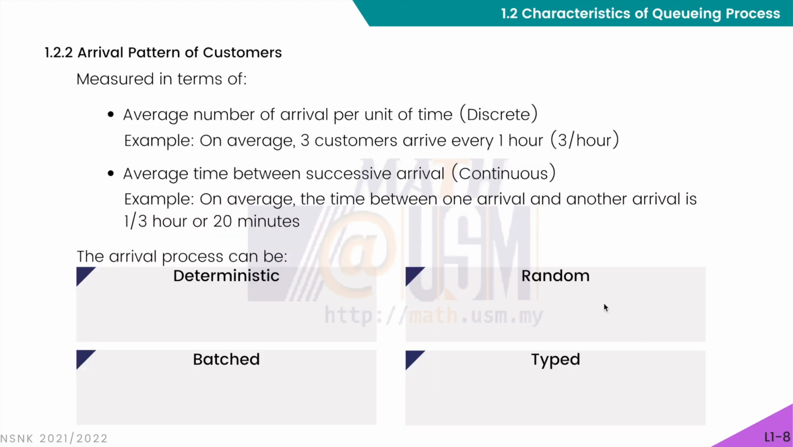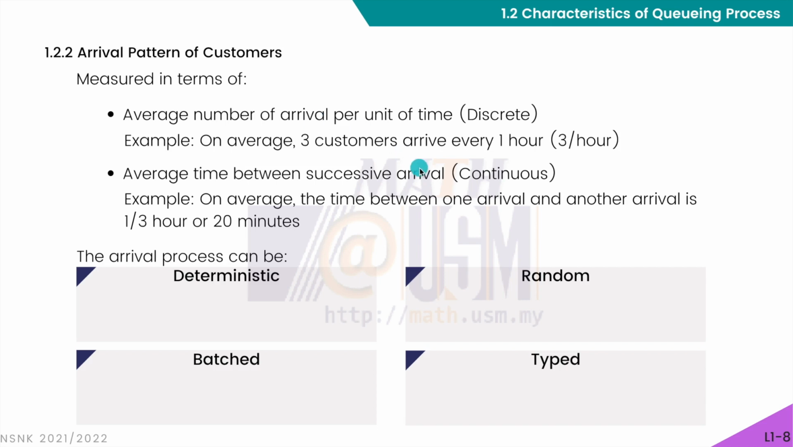Moving on to our second characteristic, the arrival pattern of customers. These are basically measured in terms of the average number of arrivals per hour or the average time between successive arrivals. When we're talking about the average number of arrivals, this is with regard to the customers, so it is a discrete process. For example, on average, 3 customers arrive every 1 hour, so 3 customers per hour.